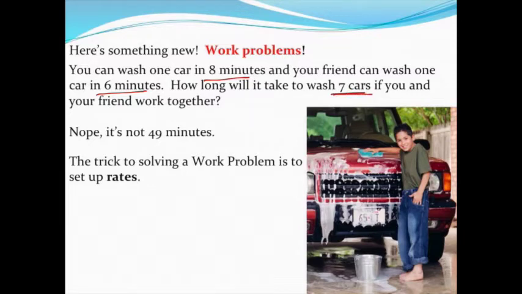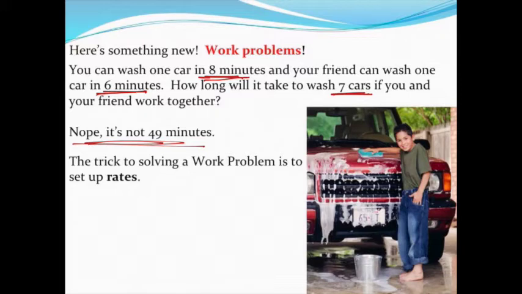cars. Now, the very common mistake people make with this is they think, oh, it's just an average problem. This guy takes 8 minutes, this guy takes 6 minutes, so their average is 7 minutes per car. On an average of 7 minutes per car times 7 cars, that's going to be 49 minutes to do the job. But as you can see here, it's not 49 minutes.